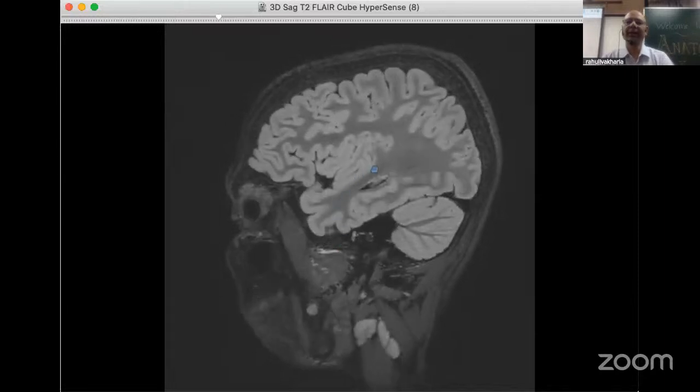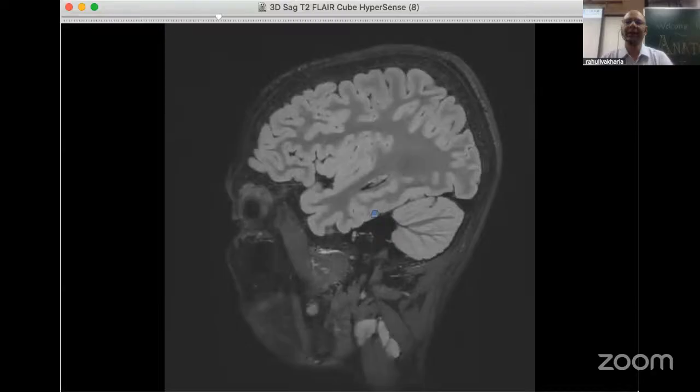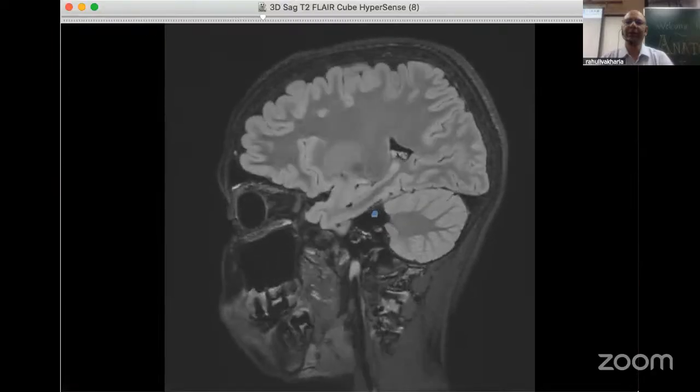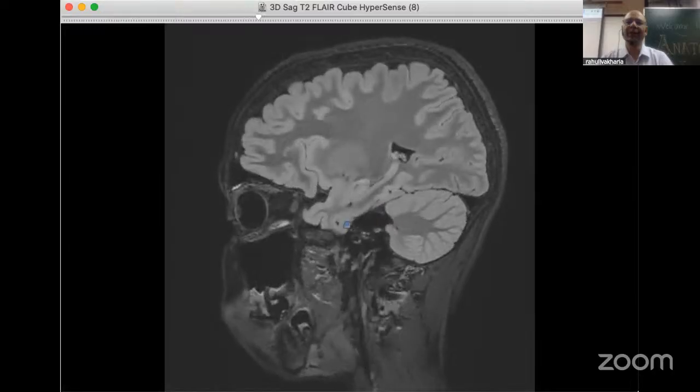Superior temporal gyrus continuing behind into which gyrus? Supramarginal, right? Then you can see the middle temporal, which is continuing behind into the angular gyrus. Then let us see the parahippocampal gyrus. So this is hippocampus. Going more laterally, this would be the parahippocampal gyrus.